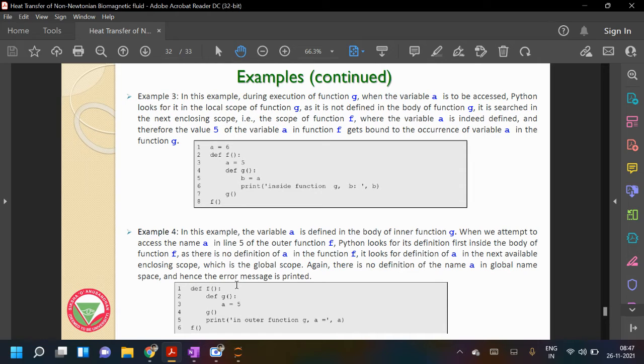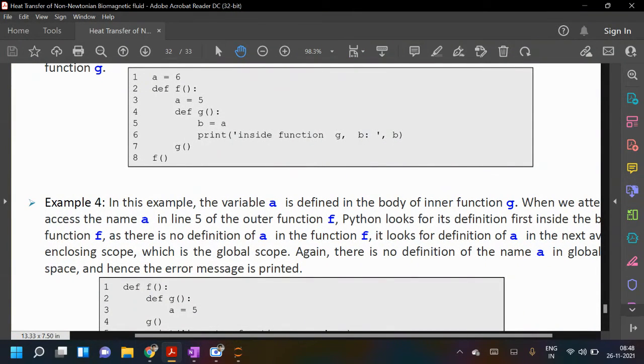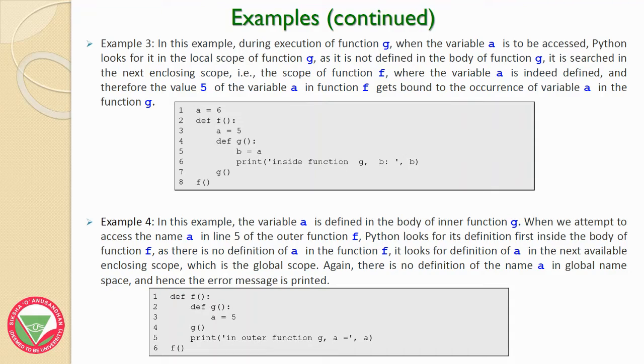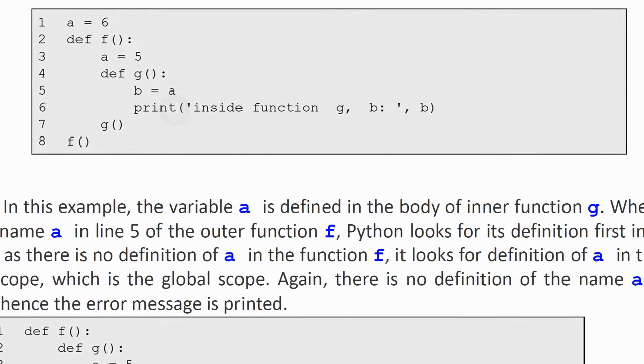Next, example 3. In this example, during execution of function g. So tell me, look at the program. If I run it, what will happen? Look at the program and run it. So what will happen? Look at this program, the top one. If you run it, what will happen? The first program, this one, the top one.